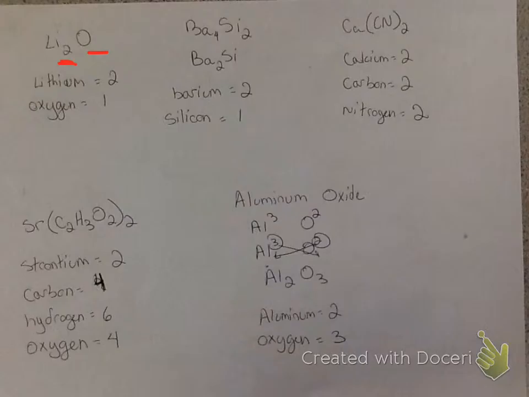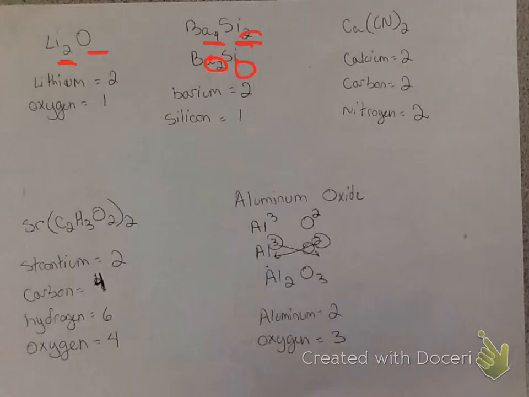Alright, barium silicide. So, just to show you guys really quick, another example of simplification. We have 4 bariums, 2 silicons. Okay, we can cross off the 2. 2 goes into 4 2 times, so I end up with 2 bariums and 1 silicon, which we don't write the number for. So, barium is 2. Silicon, no number there, is a 1, so I know I have 2 bariums and 1 silicon.